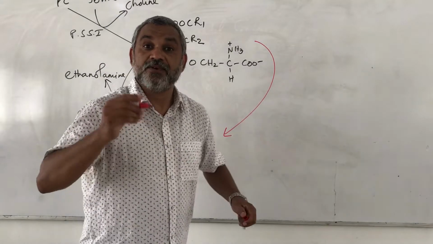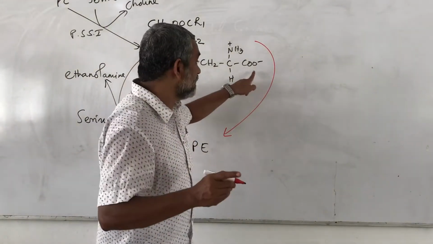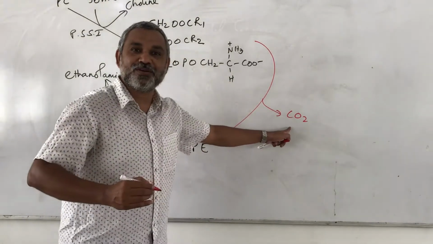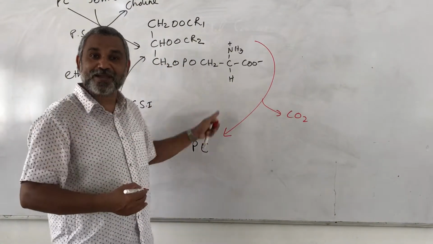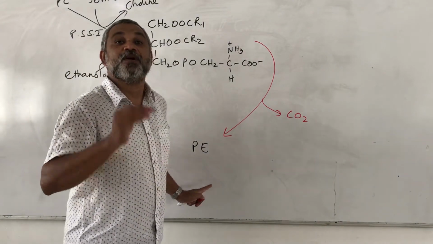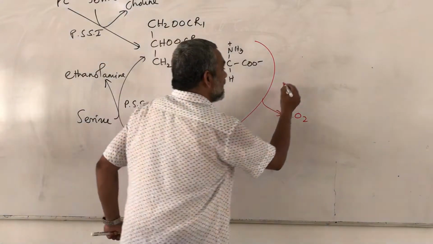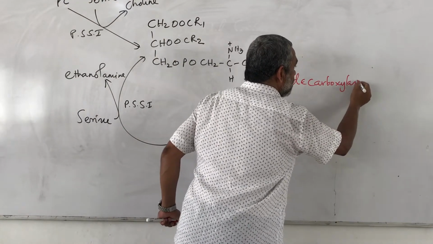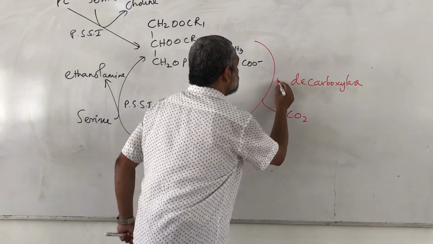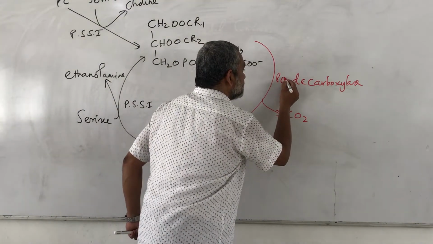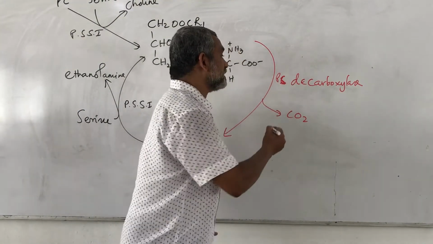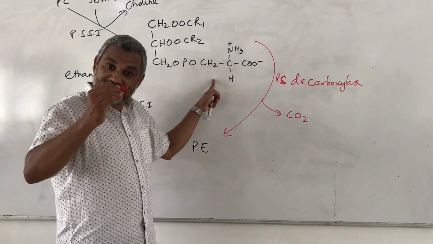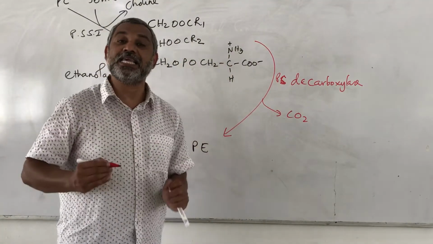So it can be converted. How do we synthesize? So what we need to do is remove the CO2 group. Once the CO2 is removed, it automatically becomes phosphatidylethanolamine. What should be the name of the enzyme? That should be a decarboxylase. What decarboxylase? Phosphatidylserine decarboxylase enzyme can convert phosphatidylserine into phosphatidylethanolamine.